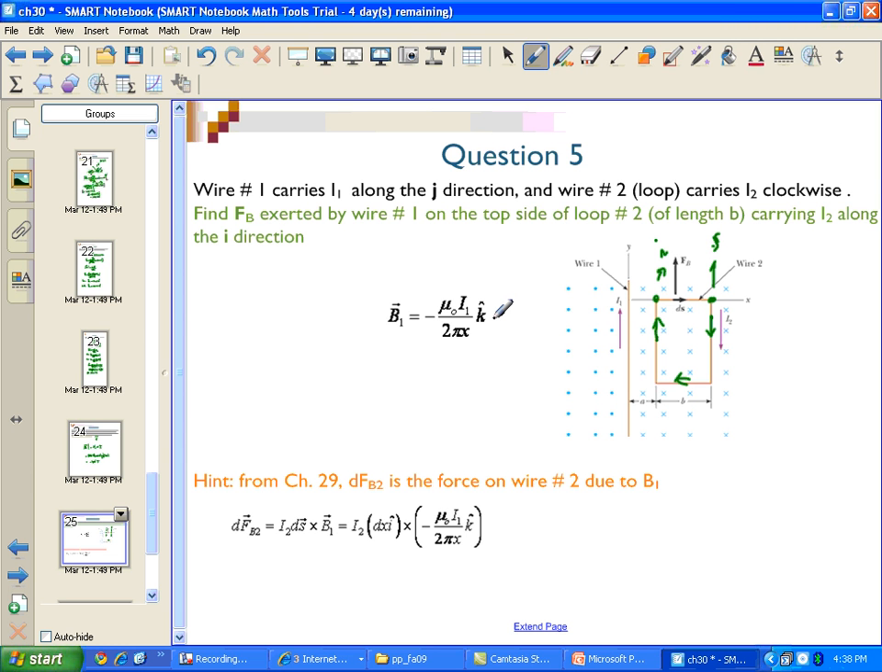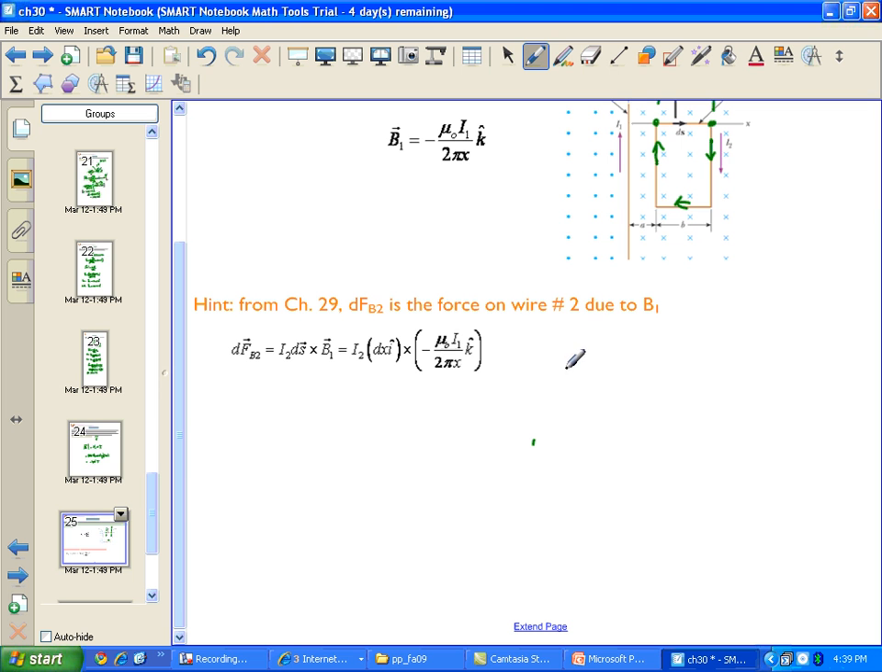So to get the magnetic force, we have to consider that as the magnetic field weakens from the initial to the final position, so would the force, because in Chapter 29, we saw that the force F_B was given by I, here being the I of the loop, which we call I2, times L, the length, cross B, the magnetic field, which in this case is the magnetic field that's produced by wire 1.